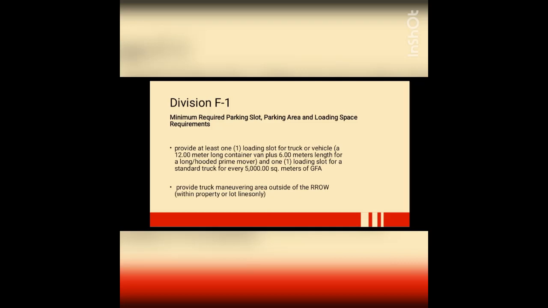Provide at least one loading slot for a truck or vehicle: a 12-meter long container van plus 6 meters length for a long-hooded prime mover, and one loading slot for a standard truck for every 5,000 square meters of GFA, and provide a truck maneuvering area outside of the RROW.